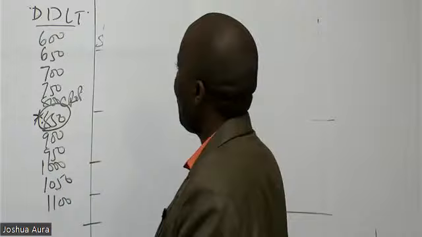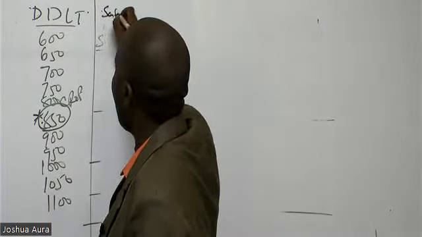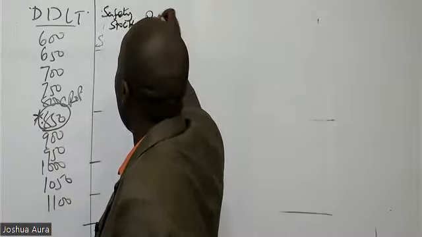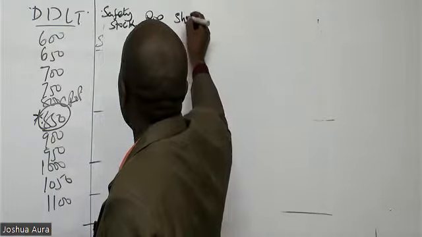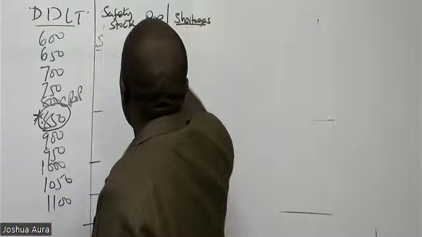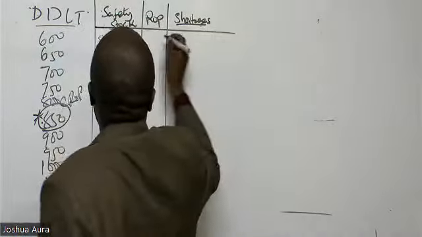Great. So in this case here, we have our safety stock. We have our ROP values. Then we have, in this case here, our shortages. So, ladies and gentlemen, this is what we have.